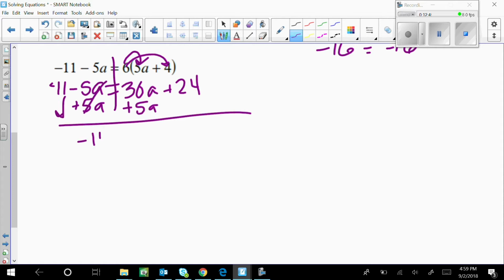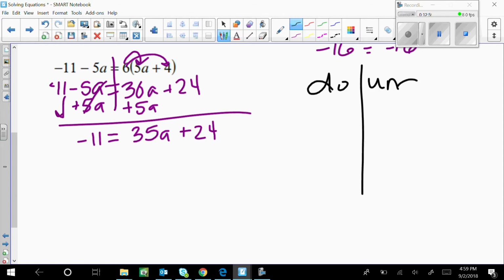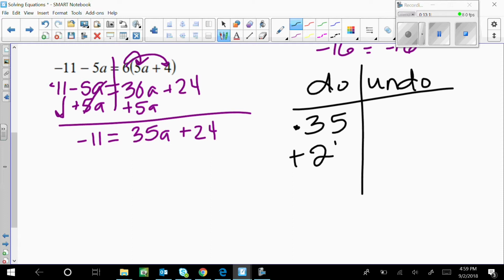Bring down my negative 11 equals 35a plus 24. And now I can do my do and undo because I have all my variables on one side. Multiply by 35, and then add 24. Undo, the inverse of addition is subtraction, subtract 24, and then divide by 35.